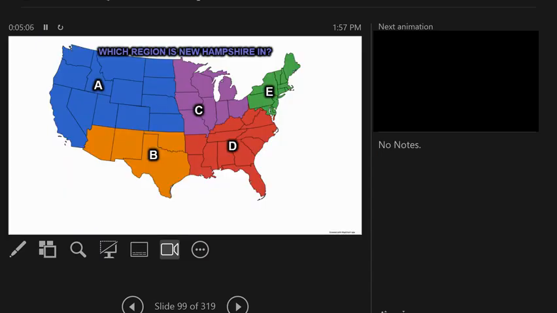Okay, next we're going to go to New Hampshire. Which region of the United States is New Hampshire in? E. It is in E. So we're going to go to this region. Oh, by the way, can we name all the regions? What is A? What do you call all these states in blue? Yeah, that's called Western. All right, that's the Western United States. What is orange? Southwestern. What is purple? It's the Midwest. And then D would be called the South. And then E is the Northeast or New England.